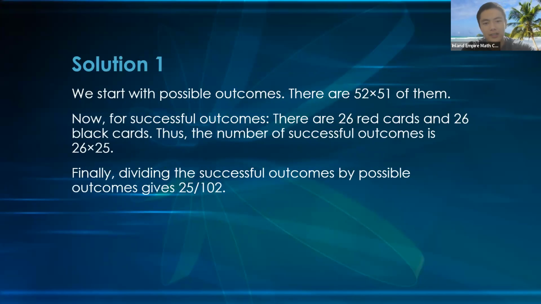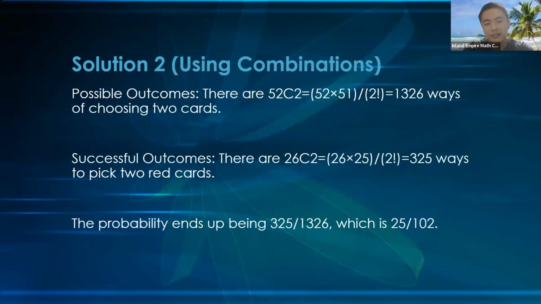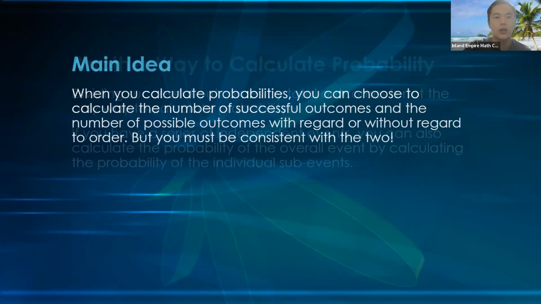But we don't want to do all this stuff. We don't want to do 52 times 51, and we don't want to do like 52 choose 2. It's too many calculations. All right, so here's a quicker way.